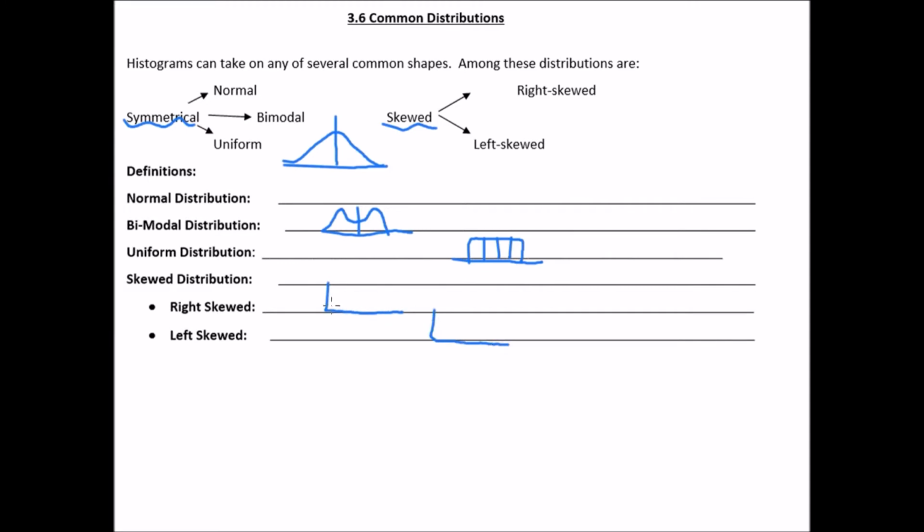So right skewed is when the tail is really skinny to the right, and left skewed is when the tail is really skinny to the left. Okay, the next couple slides, you can go ahead and define these. I drew them for you, so let's take a look.